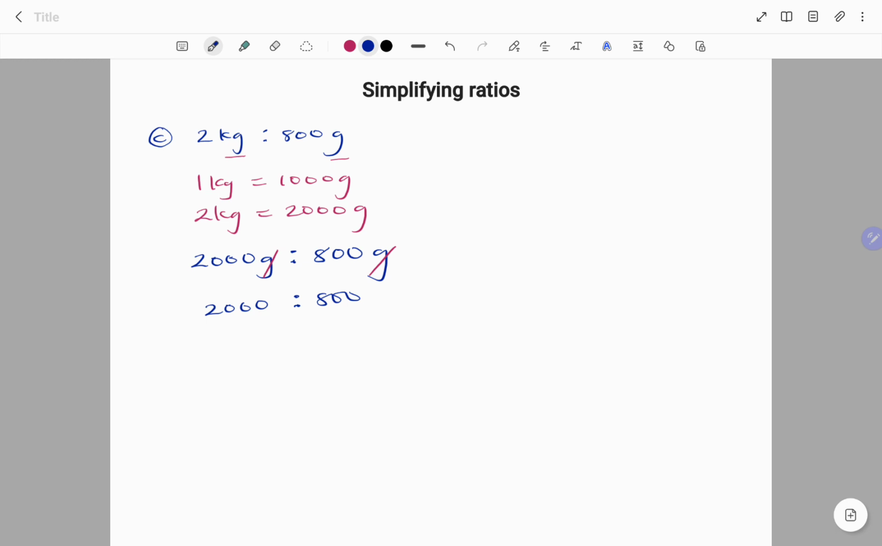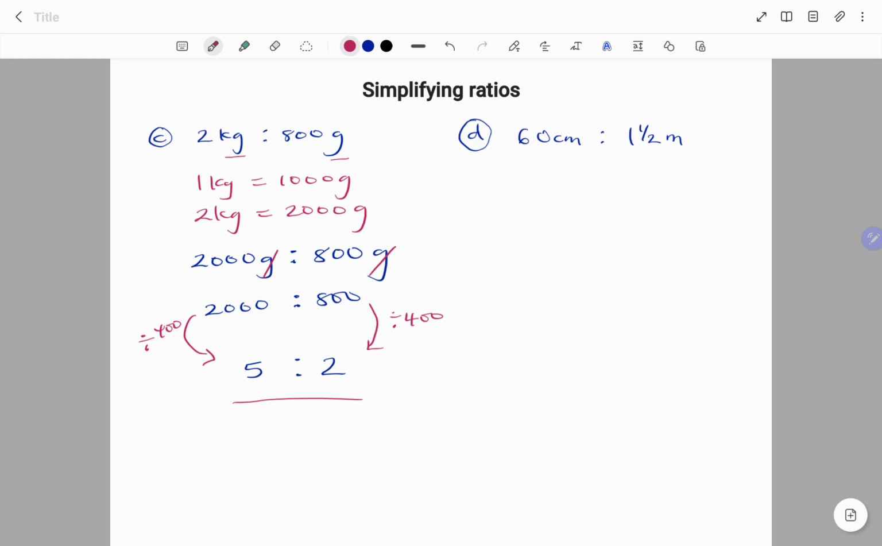I can either divide with my highest common factor, or if the numbers are too big, I can divide piecemeal. The highest common factor for 2,000 and 800 is 400. So on both sides, I'm going to be dividing by 400. If 400 is too big for you, you can start with 100 and then go down in that manner. 2,000 divided by 400 will give you 5, and 800 divided by 400 will give you 2. Thus, the ratio 2 kilograms to 800 grams, when simplified, will give you 5 to 2.